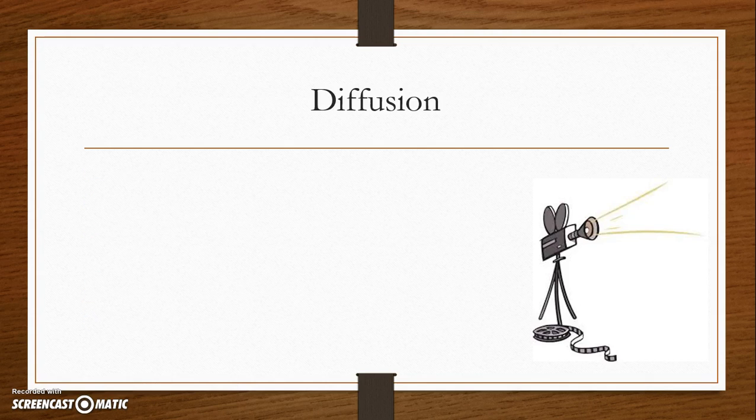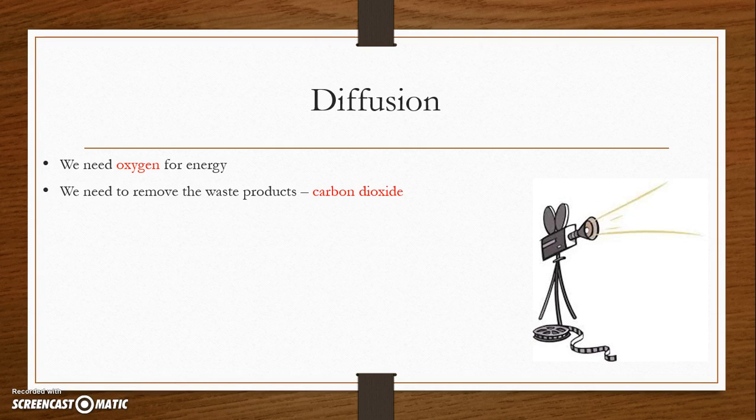Okay, so we looked at diffusion first of all. And before we look into diffusion in any more depth, obviously we need oxygen for energy. We need to remove the waste products during exercise, or just during general life anyway, but if we relate this to sport, we need to remove carbon dioxide as quick as we can as well. So the exchange occurs through something called diffusion. Basically that is where particles move from a high concentration to a low concentration.